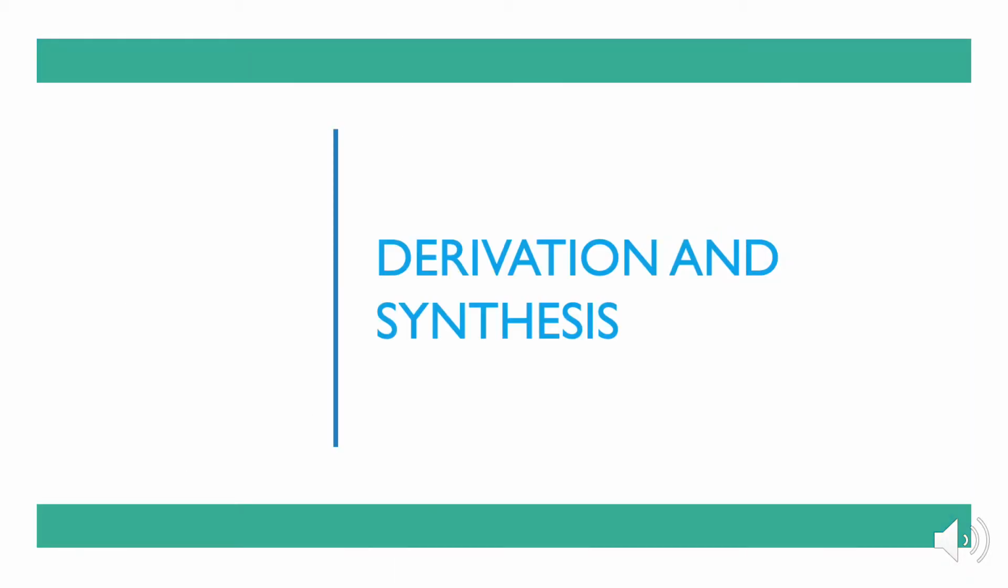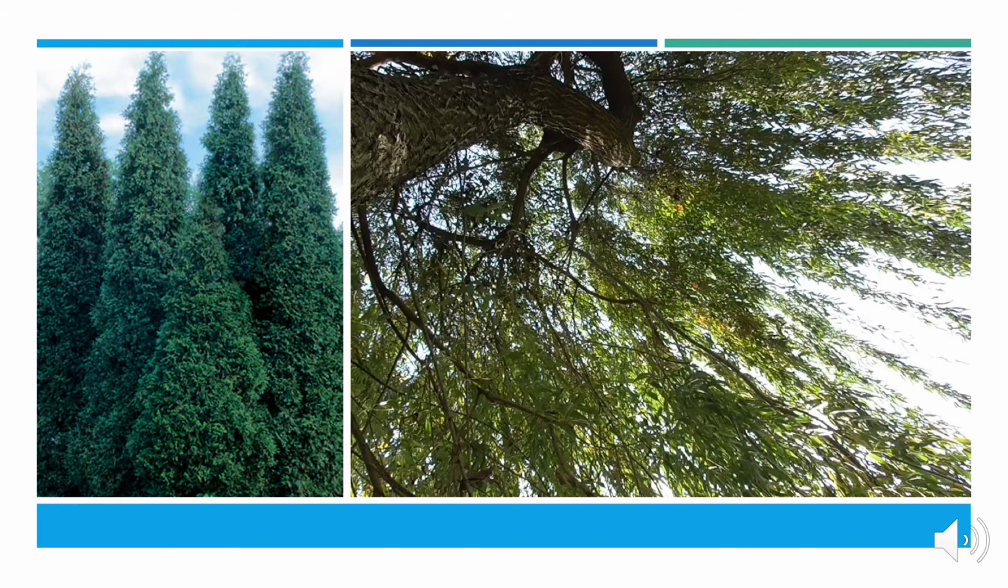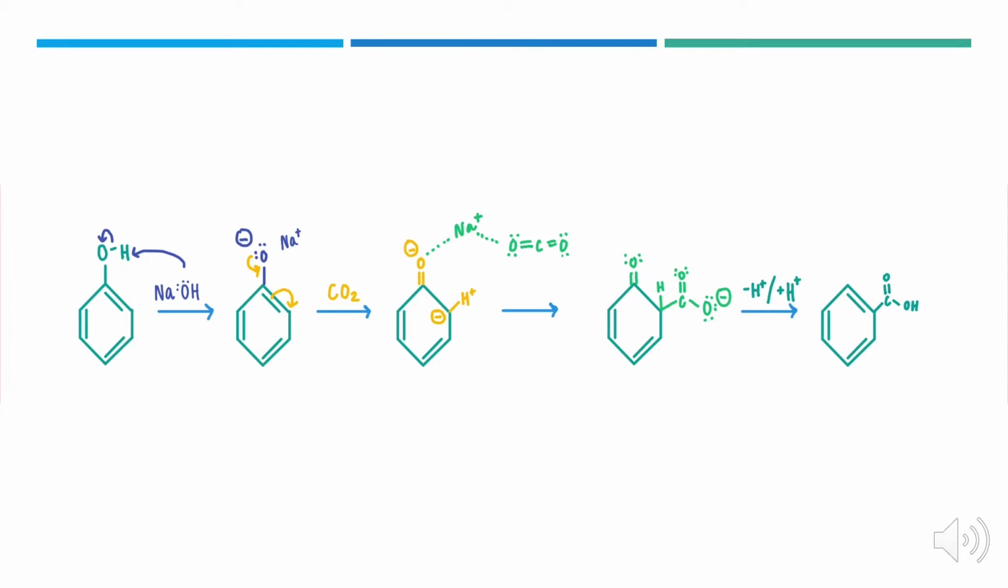Salicylic acid can be made in a lab or derived naturally. Leaves of white willow trees or wintergreens contain some salicylic acid that can be derived. This is the mechanism of synthesizing salicylic acid in a lab.